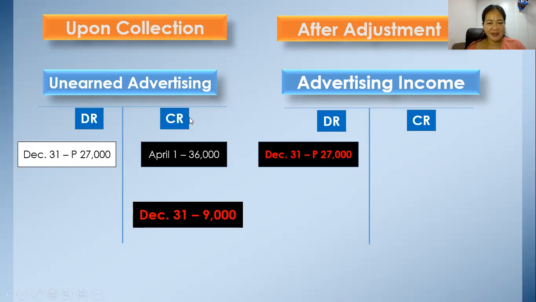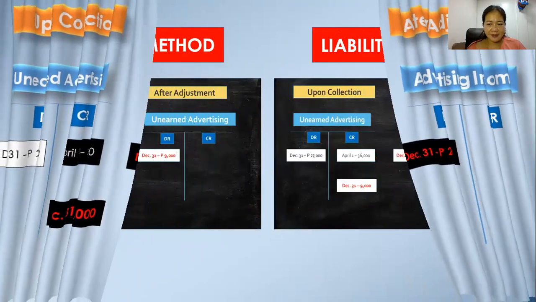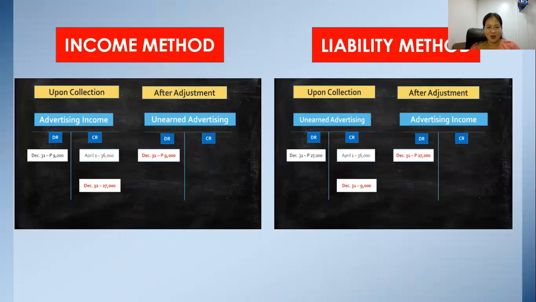So what will happen is that your unearned advertising would have a 9,000 balance and you will have advertising income of 27,000. This is supposed to be debit or rather credit. So I will make corrections later. I will be providing you with the PDF of this presentation, the corrected one.